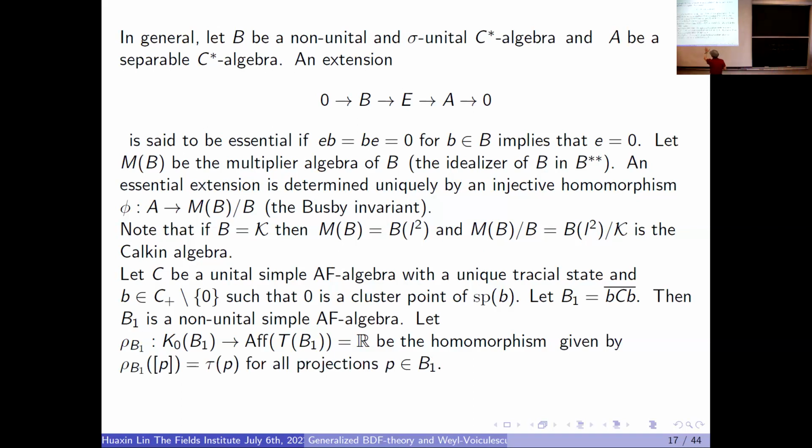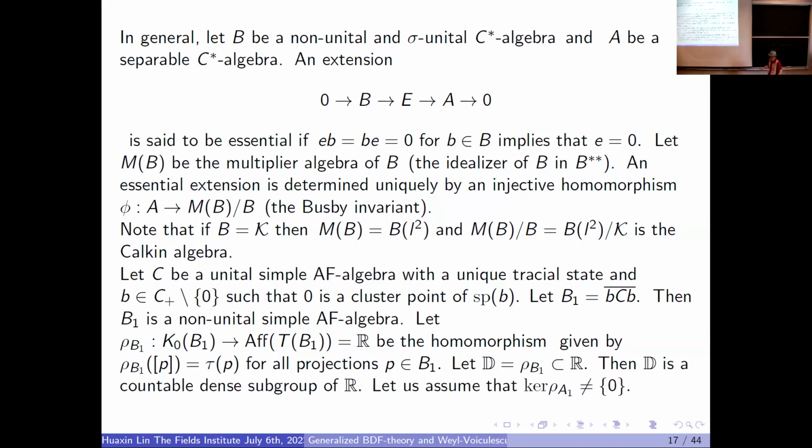So this is the pairing, or we think the K0 mapped to the affine functions. And then you look at the range of it, and that would be a dense subgroup of R. They all need to be proved. Okay, it's a subgroup, but why it's dense and so on. It's countable. Maybe it's easier to say it's countable, but you need to show it's dense.